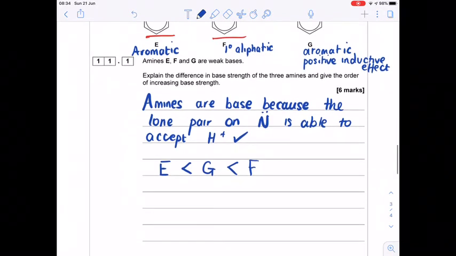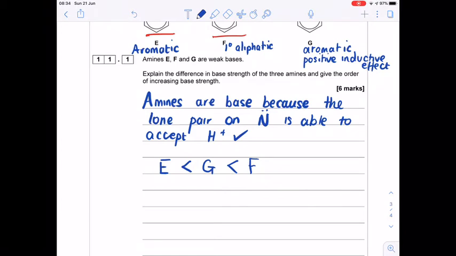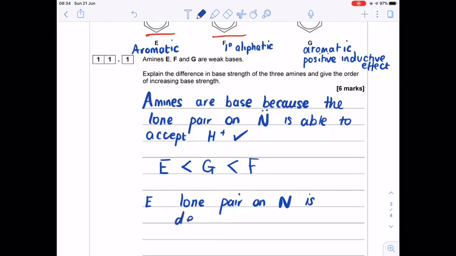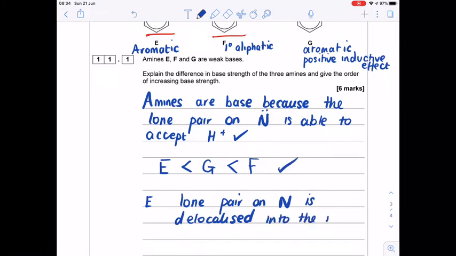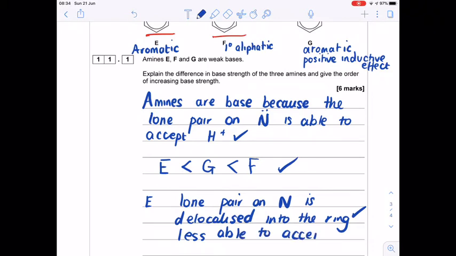Right, so why have we chosen that order? So why is E the weakest? For E, we'd have to say the lone pair on nitrogen is delocalized, that's a mark by the way, into the ring. So what does that mean? That means it's less able to accept H+, less able to be a base.